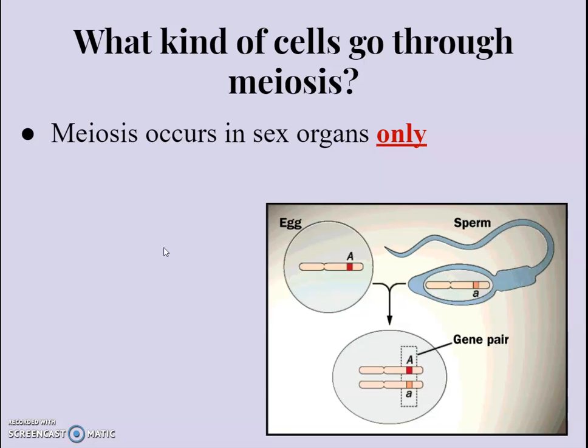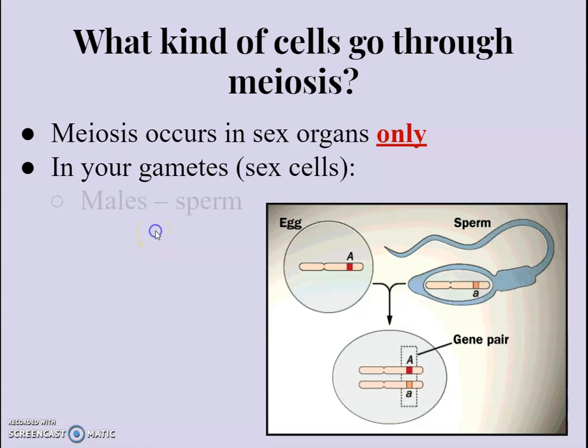And then the cells that go through meiosis are sex cells, and it only occurs in your sex organs. So whether that's a male creating sperm in the testes or a female creating eggs in their ovaries, that's the only place where meiosis is going to occur, because it's only reproducing sex cells. So again, males have the sperm and females have the eggs.